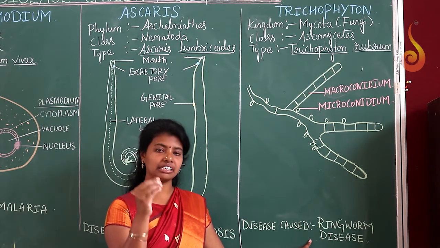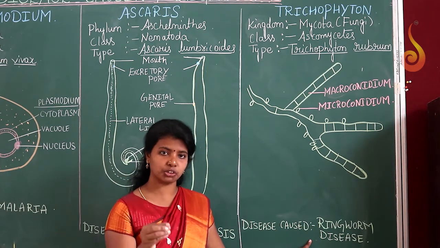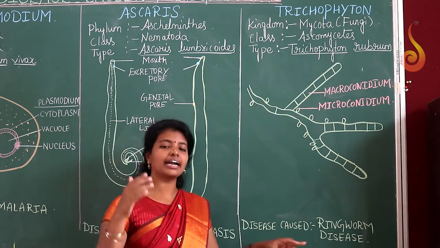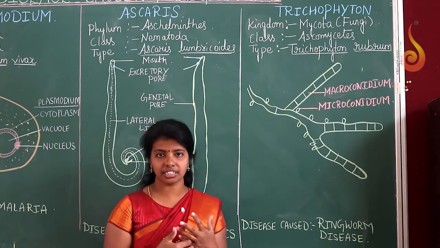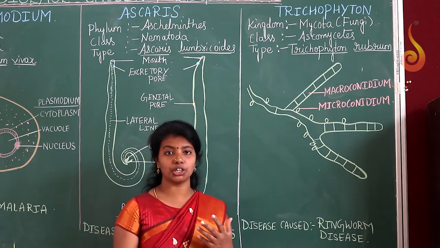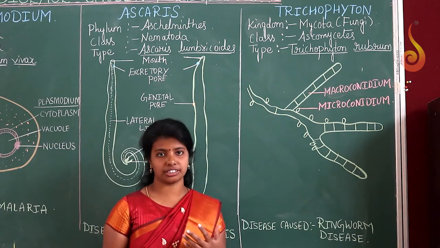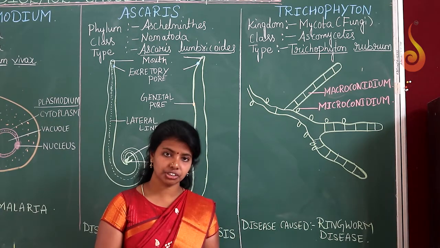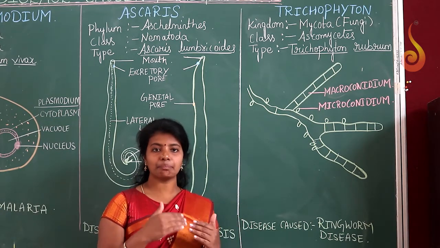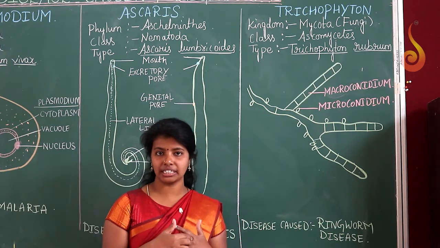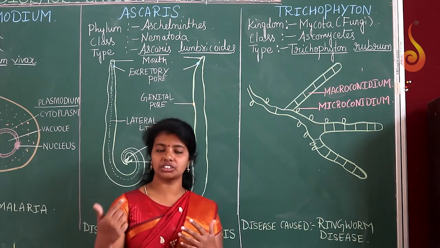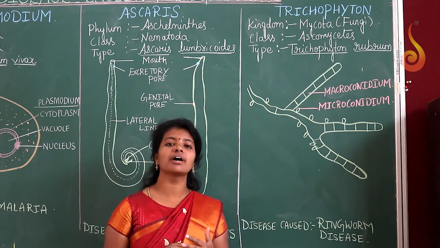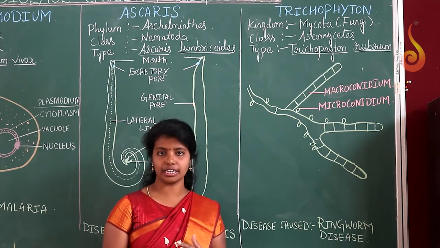The infection area is most commonly the scalp, the region between the fingers, and the region between the toes where there is moisture. So you all know that fungal organisms require moisture to grow. So they prefer the regions between the fingers, between the toes, and the scalp, where they get the moisture and they grow.